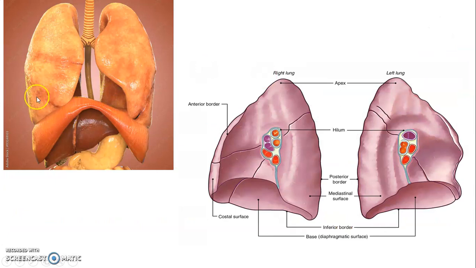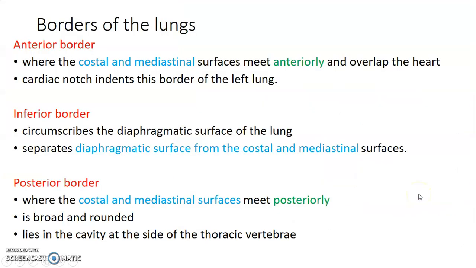So this just shows you that the right lung is higher than the left because of the position of the liver on the right that tends to raise it. This is the diaphragm, this is the liver. So this is the base, the diaphragmatic surfaces of the lungs.